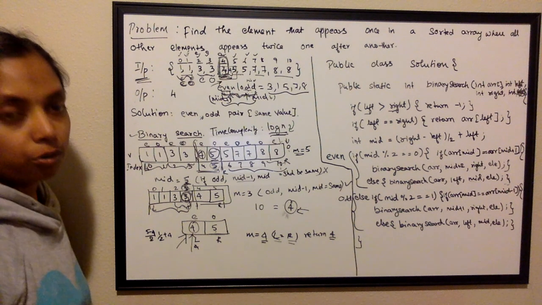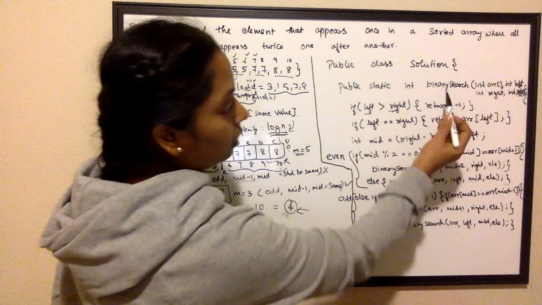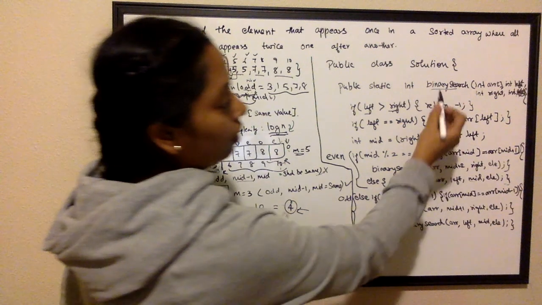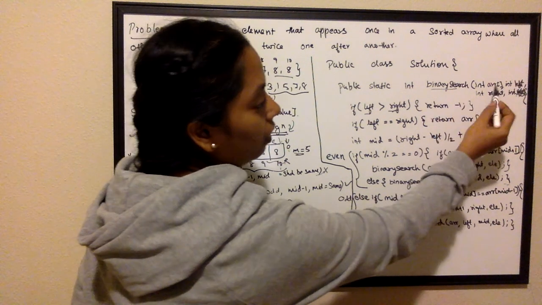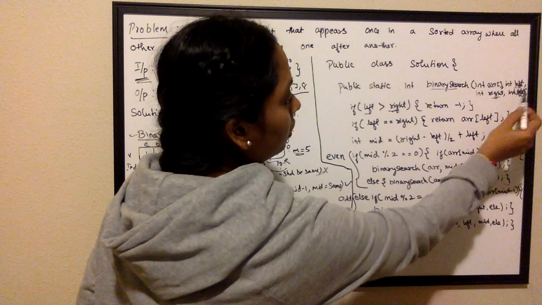So that is the solution. So let's go into the coding. Coding is pretty much simple. I'm doing it with the help of a recursive function, writing a method called binary search, which takes an input of array element and then the left, right, and element.